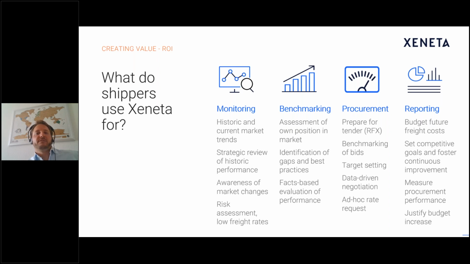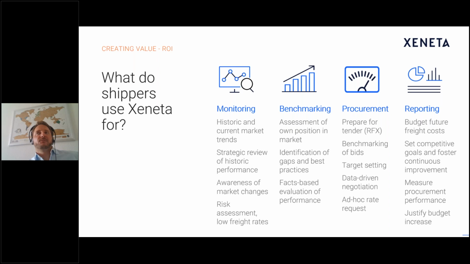Our customers are then using it for several use cases. Of course, the most important one, the one which we also look at today, is monitoring the market development, looking at the volatility in the market and just watching the latest developments, whether the markets are going up or down. So they get a very good overview of what is currently happening.